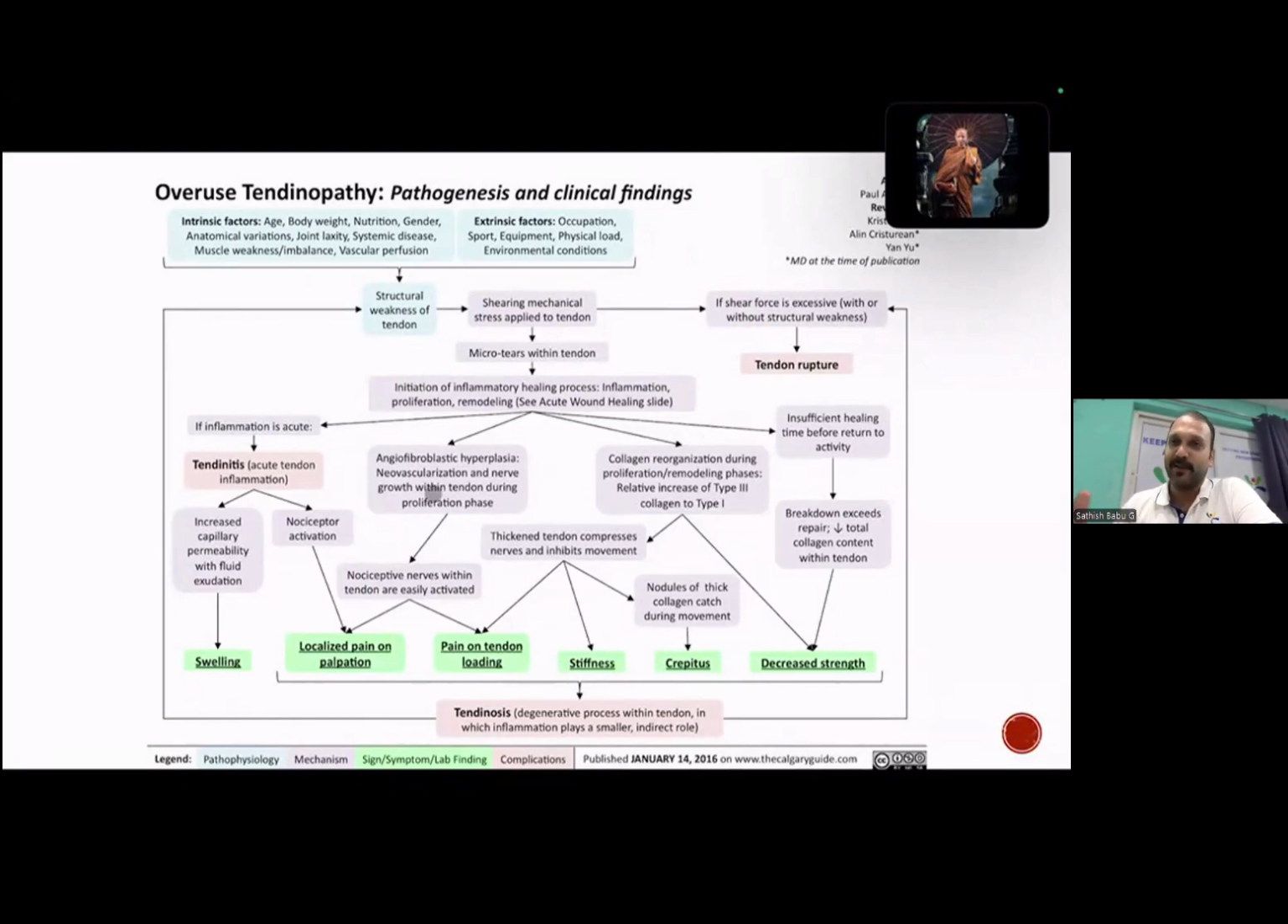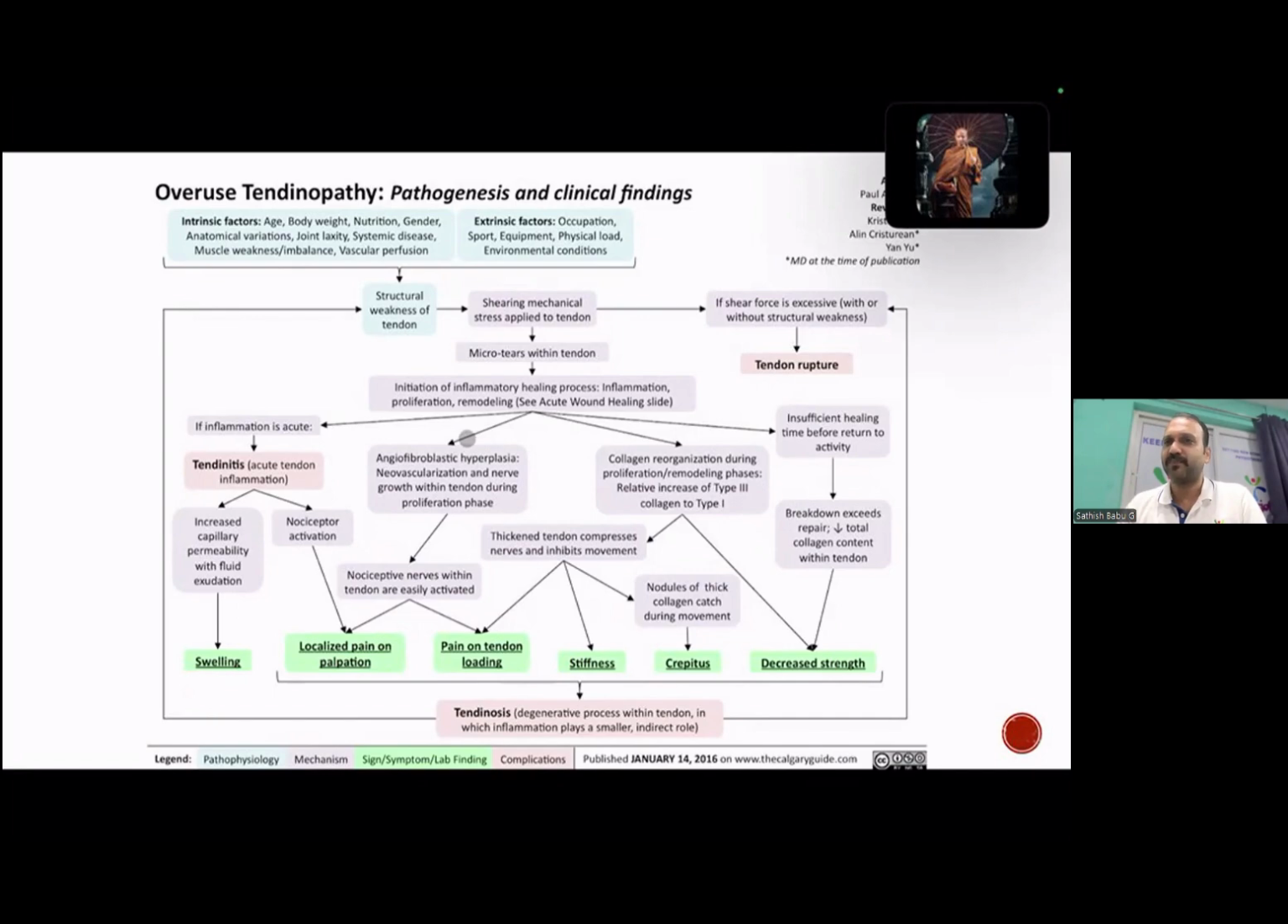Coming to the inflammatory phase, the inflammatory phase is acute, and it is called tendinitis or acute tendon inflammation. That increases the capillary permeability, the fluid exudates and leads to the swelling. And that also increases the nociceptive activation. The nociceptive activation is sensed by us as pain sensation.